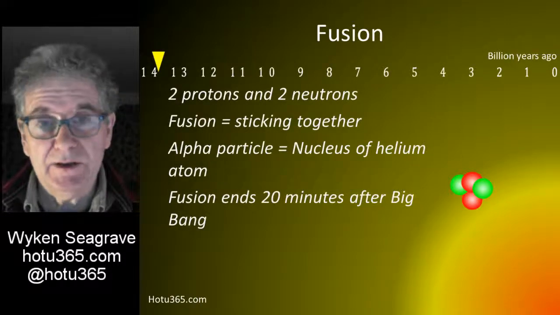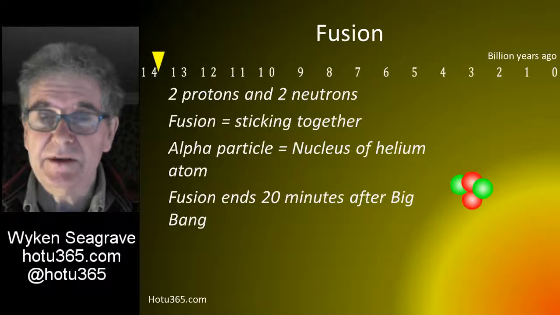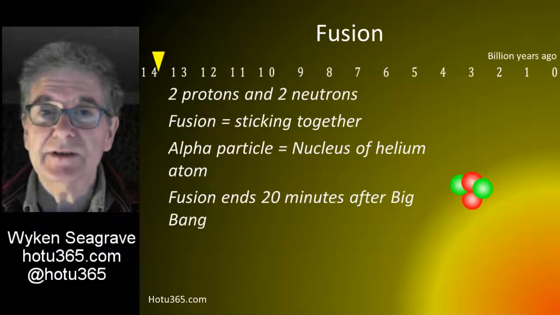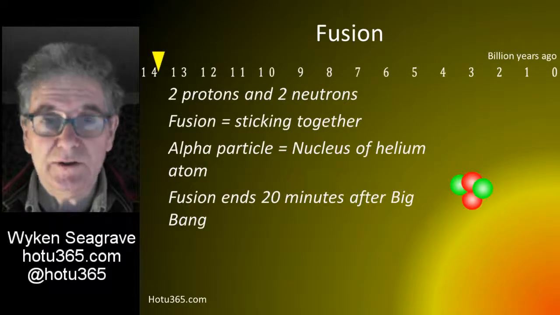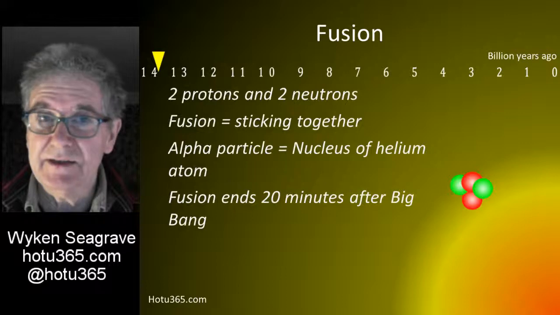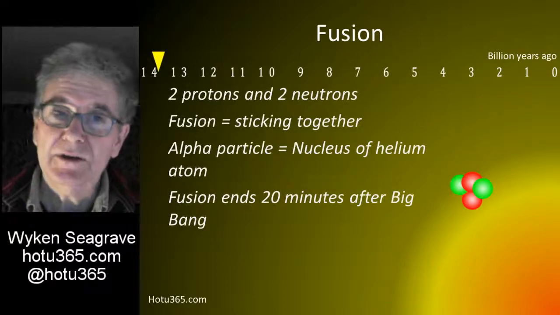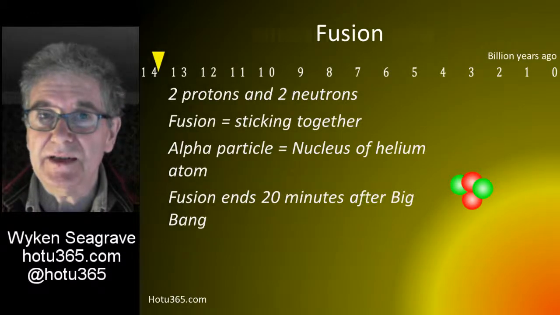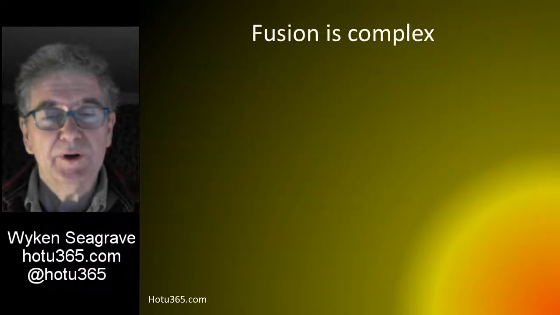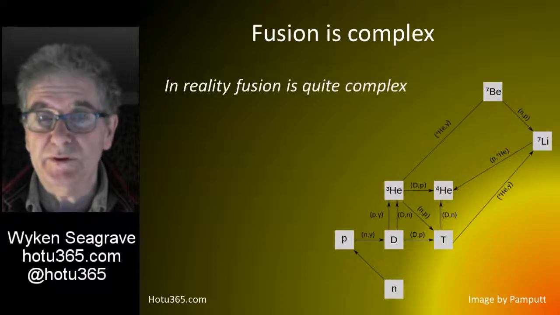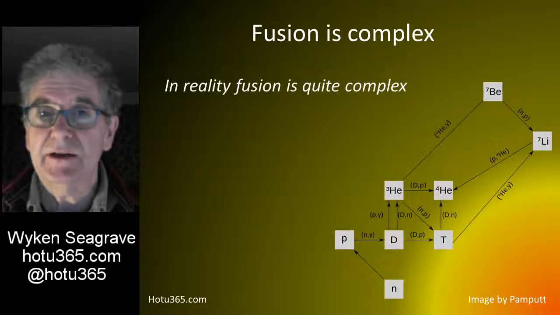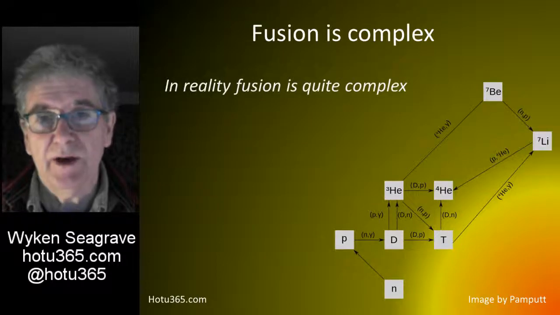Now, the picture that I've given here is oversimplified. You don't just have 2 protons and 2 neutrons sticking together. There is a series of steps. But in any case, the universe needed to be fairly hot for this to happen. And as the universe expanded, it cooled. 20 minutes afterwards, it wasn't hot enough for this to happen. So the process of fusion is actually quite complex. You don't just take 2 protons and 2 neutrons and stick them together. There are a series of steps whereby it happens.